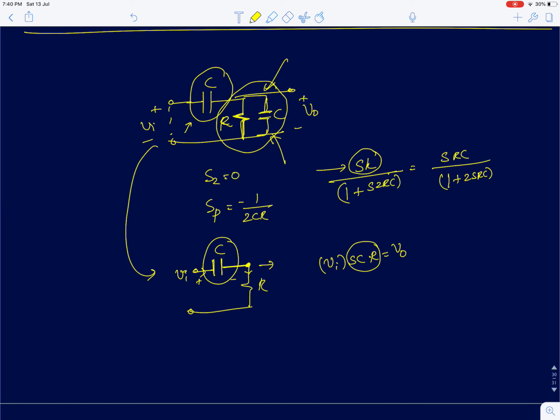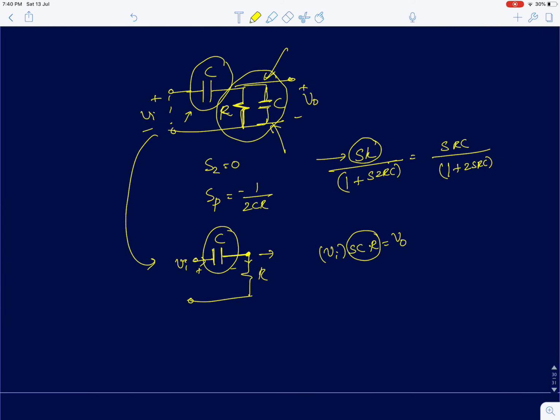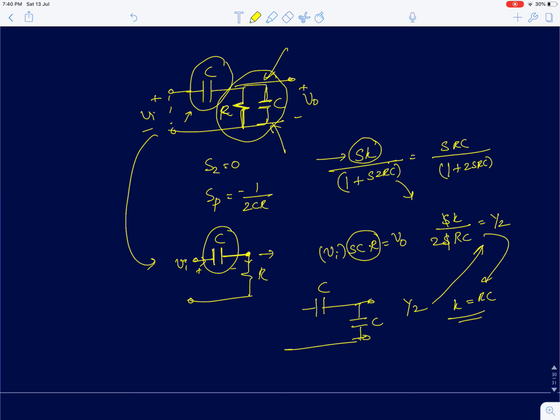Now there is another way of writing it as well. You can try computing the high frequency gain. At very high frequencies, the circuit will be simply C and C, so the gain is half. At high frequencies, this transfer function will reduce to SK by S into 2RC, and this is equal to half. If I equate the high frequency gain, S and S cancel out, and you will get the value of K as RC. You can find it in that way as well.